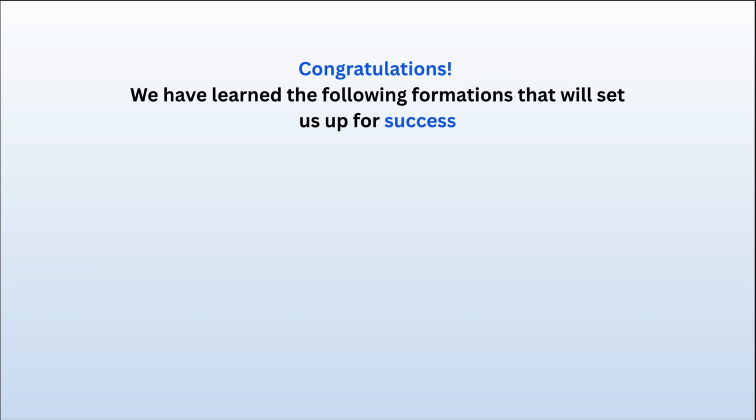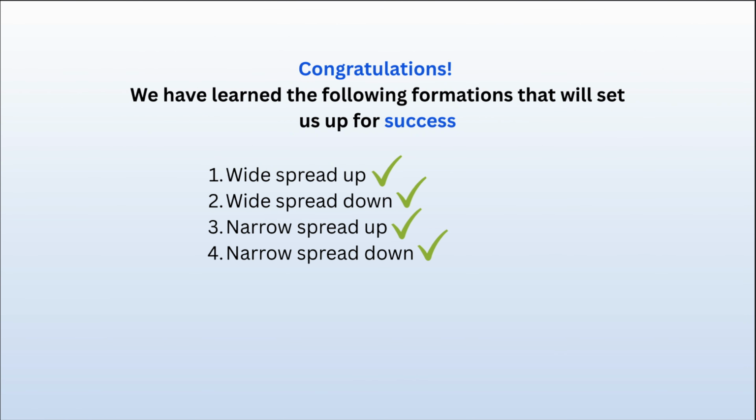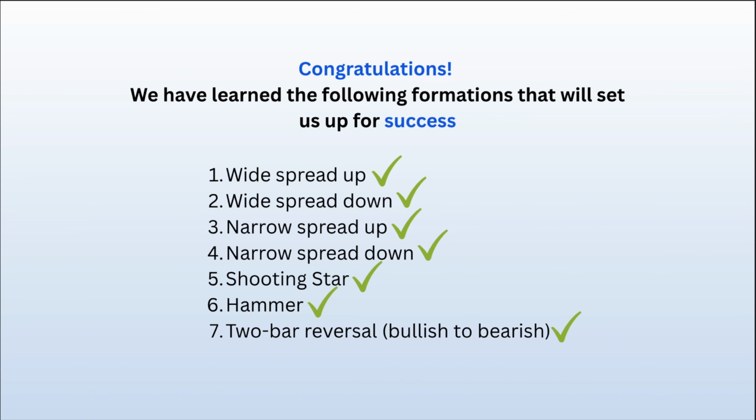Wow, we did it. Congratulations. We have learned the following formations that are going to set us up for success. So now these names have to become very familiar to you. We looked at the wide spread up candlestick, the wide spread down, the narrow spread up, the narrow spread down, the shooting star. Remember, that's the Christmas tree, the hammer, the 2-bar reversal from bullish to bearish, and the 2-bar reversal from bearish to bullish.